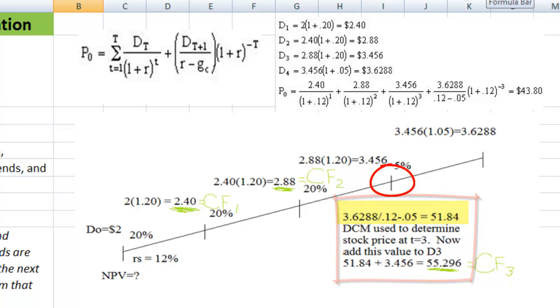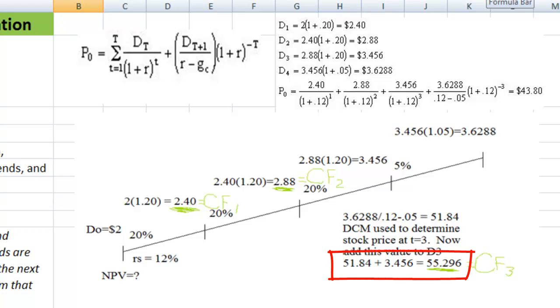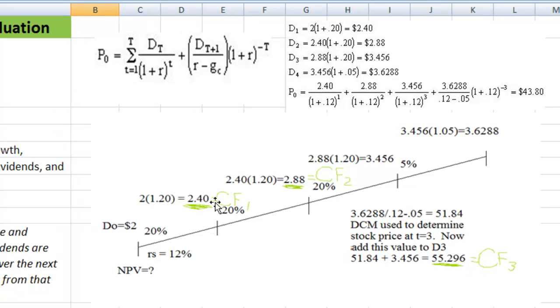Now, neither the Hewlett-Packard 10B2 calculator nor Excel will allow you to put two cash flows in for the same period. So what I'm going to go ahead and do is add my 3.456 plus my terminal value of $51.84 here, and now I can calculate using the Hewlett-Packard 10B2 calculator.